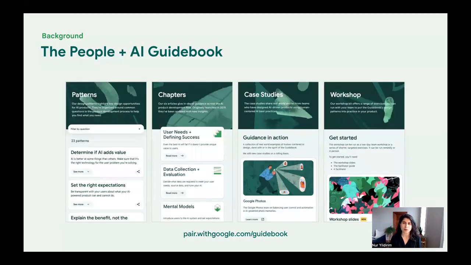Just to give a brief overview, the People AI Guidebook is a set of best practices and examples for designing AI products. It has 4 main sections: the design patterns, chapters, case studies, and a workshop kit. And the design patterns include specific guidelines such as set the right expectations or let users give feedback. And there are 6 chapters, each highlighting specific design considerations. These are user needs and defining success, data collection and evaluation, mental models, explainability and trust, feedback and control, and errors and graceful failure.